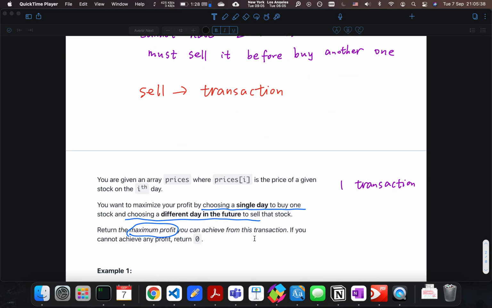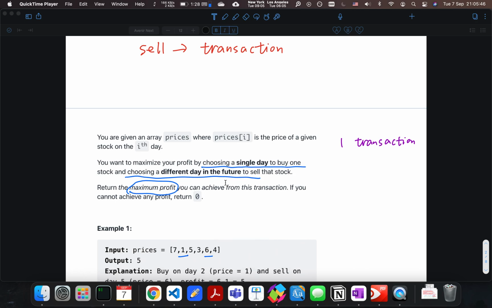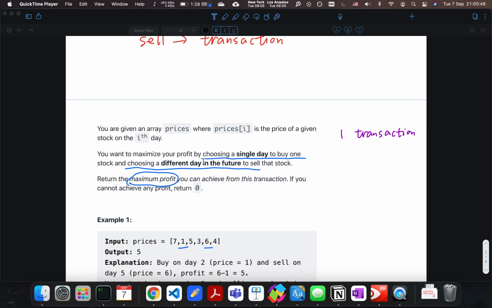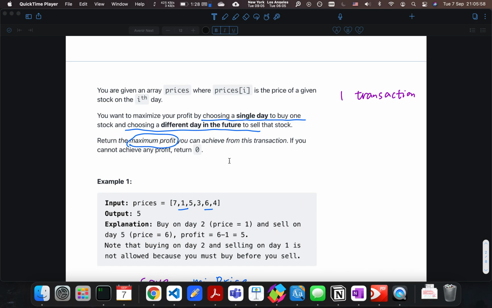Okay. Now let's see the different questions. The first is we can only make one transaction, and we must maximize our profit by choosing a single day to buy one stock and choosing a different day in the future to sell that stock. Return the maximum profit. So how do you think about this question?